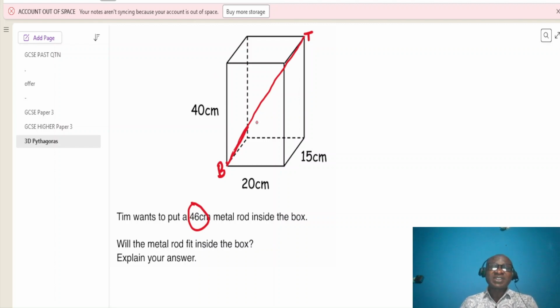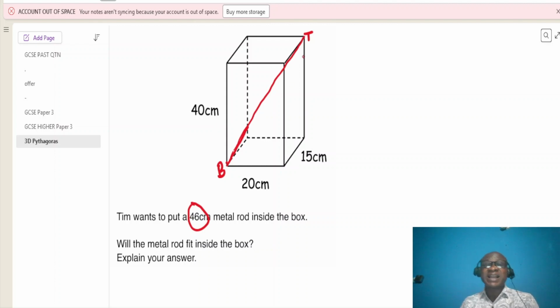But if this length BT, the diagonal of this open box, is anything less than 46, it means when you put the rod, the head of the rod will come outside the box. It cannot enter. So in working it out, the exact thing we need is to see if the length of BT, this diagonal, is more than 46. Once it is more than 46, this rod can enter inside. But once it is less than 46, this rod cannot enter. If you put it, it will come outside.